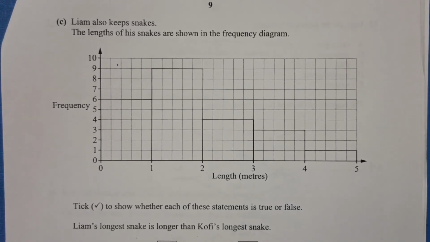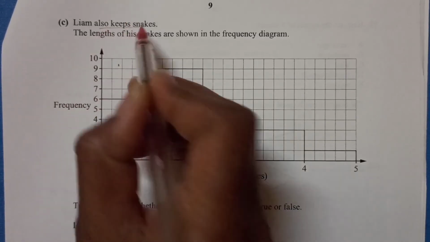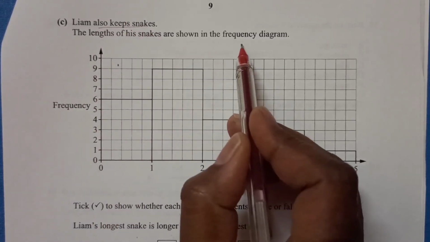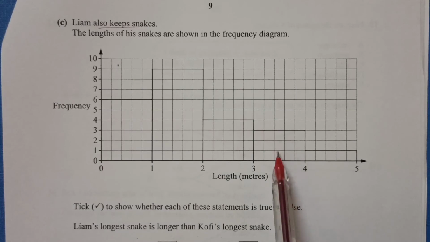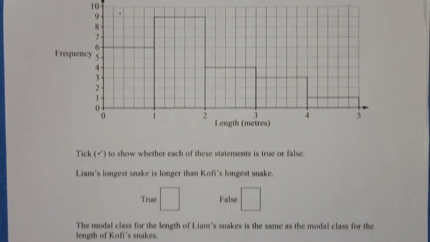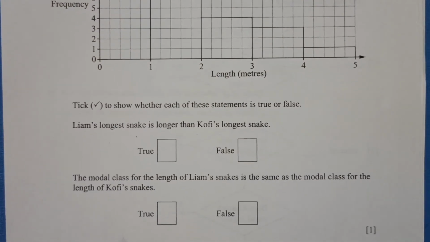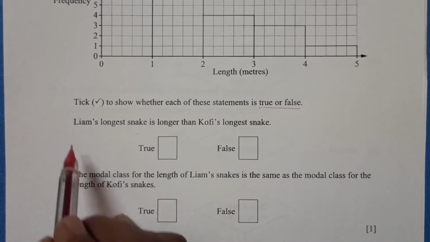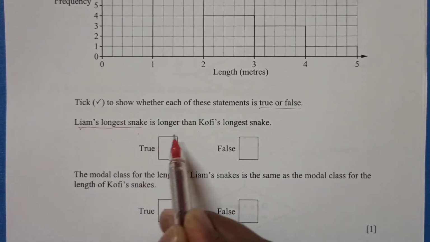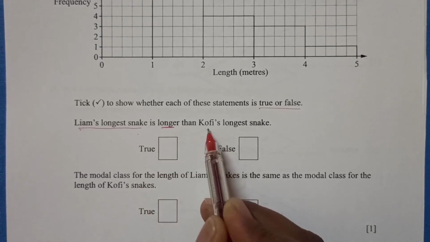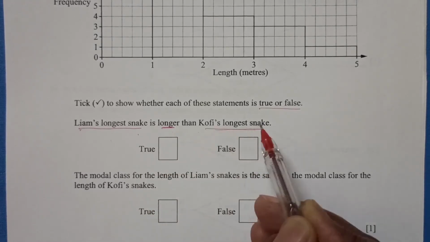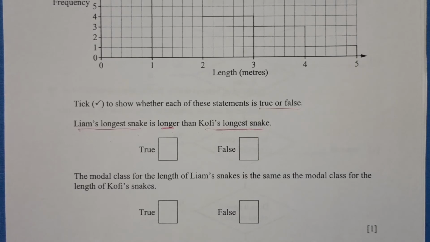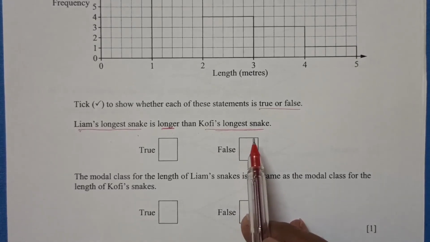Part C. Lime also keeps snakes. The length of his snakes are shown in the frequency diagram. We are given this frequency diagram here. Let's see the question. Tick to show whether each of these statements is true or false. Lime's longest snake is longer than coffee's longest snake. So we have to compare whose snake is longest here.